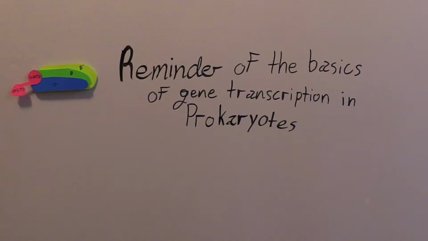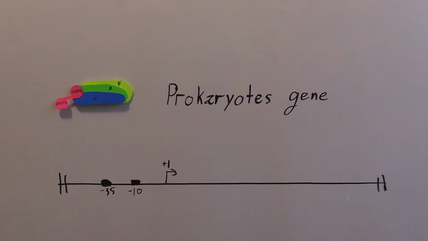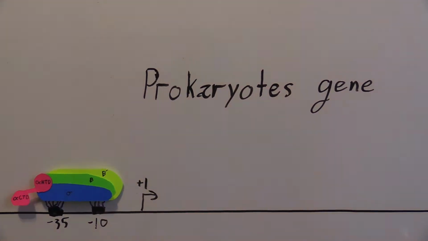When it comes to gene transcription in prokaryotes, remember there are the -10 and -35 sites upstream of the +1 site, or the open reading frame. Now RNA polymerase is going to come in and bind to these sites, and then transcription will occur.